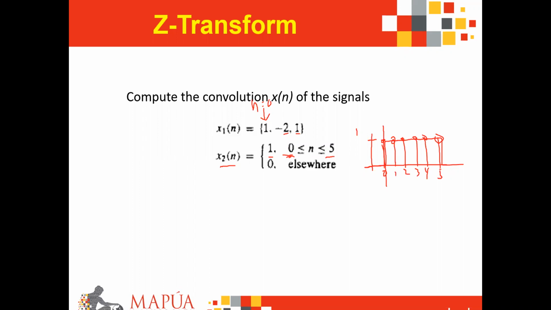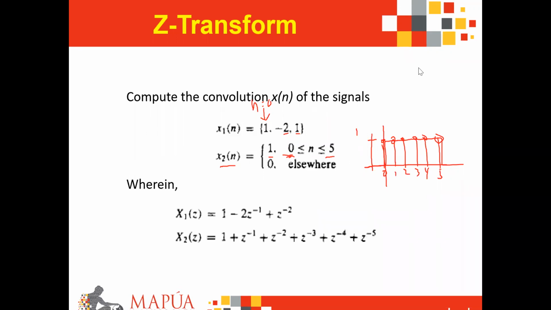Okay? So what's the convolution of that? Let's show it. The Z-transform of your first signal would be like this, and the Z-transform of your second signal would be given like this. Okay? What did I do to convert? I used the direct Z-transformation. That's all I used. I didn't use the table, because these are discrete signals. It's not infinite. Okay?